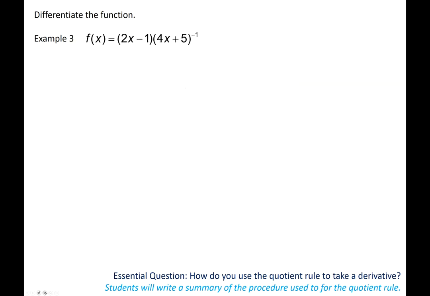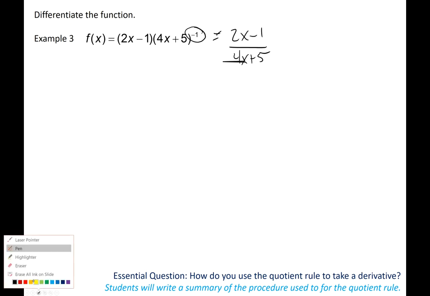All right, let's look at 3. Is 3 a quotient rule? Yes. Why? There's a negative exponent. That negative exponent's going to make that look like what? A fraction. So thank you for not letting that trick you. So 2x minus 1 over 4x plus 5. We don't know enough yet to actually use a product rule on that. We will soon, but we don't know enough yet to make that into a product rule. Okay. So we're going to call it a quotient rule.